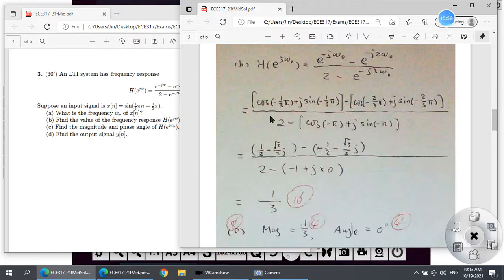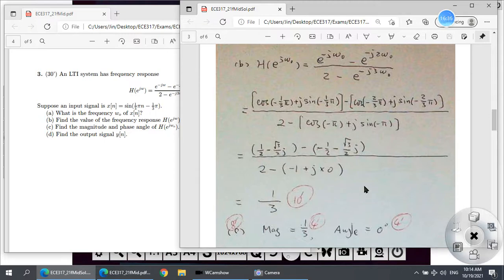Right? And the denominator is similar. 2 is still 2, but this one is the cosine of negative 3 omega 0. Right? Omega 0 is 1/3 of pi, times 3 is just pi. So this is negative pi. Right? And plus j times sine of negative pi. Then you should know the values of cosine of negative 1/3 pi and sine of negative 1/3 pi. You plug in the values of those cosine and sine, right? Then you do some calculation.